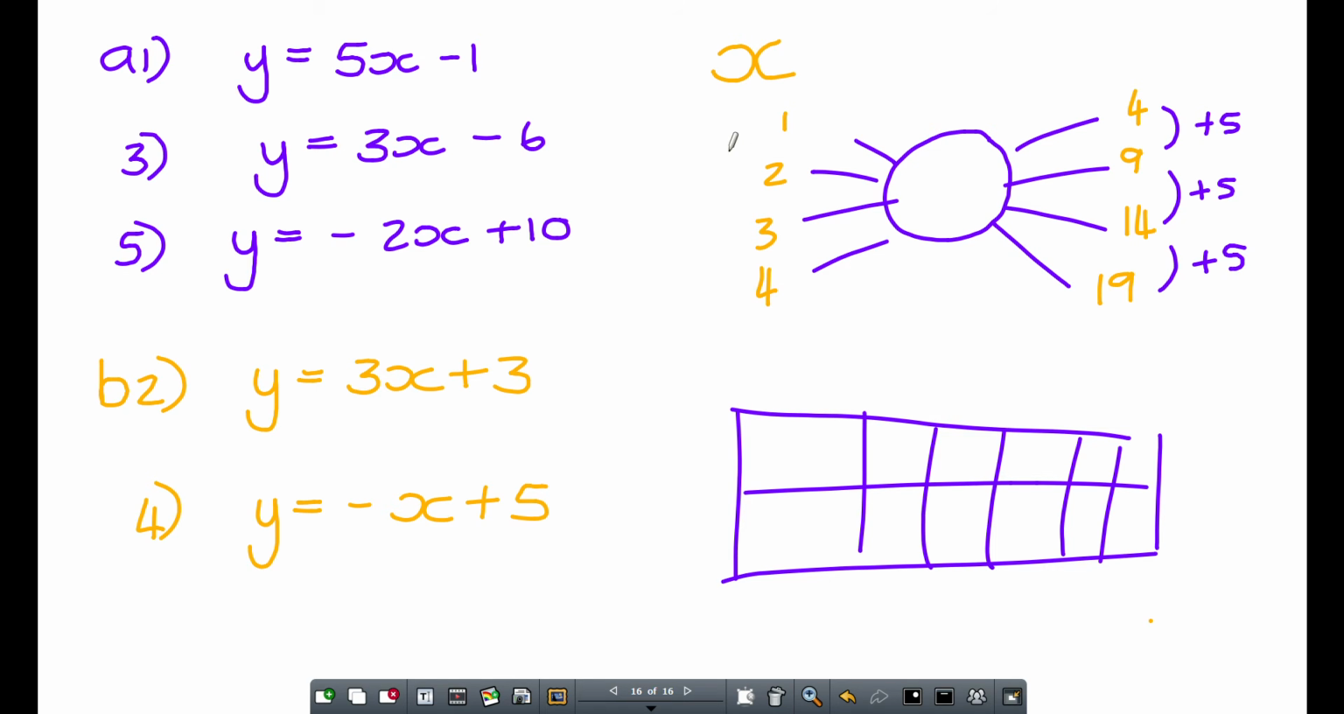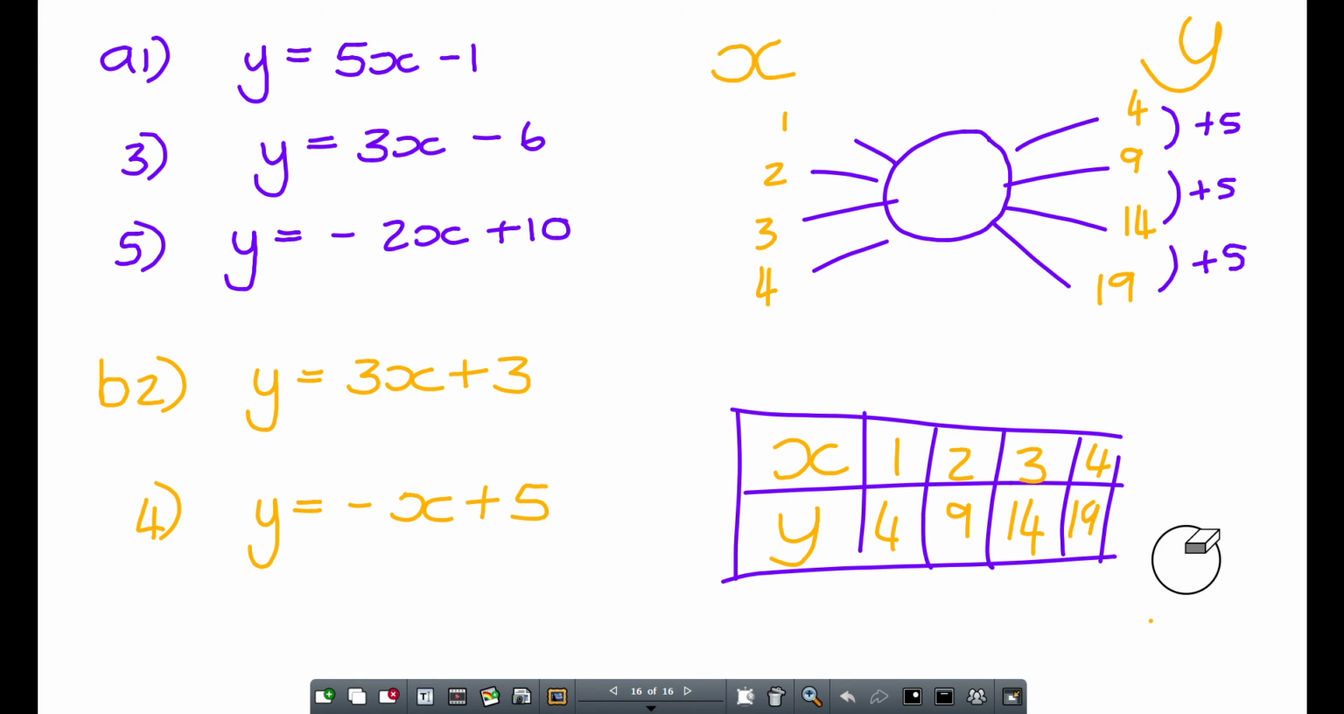My input values are my x values. The output values are my y values. This is number 1. Listen. Input, output. I can put exactly that in the form of a table. X values were 1, 2, 3, and 4, and my y values were 4, 9, 14, 19. Do you guys now get what I'm saying?